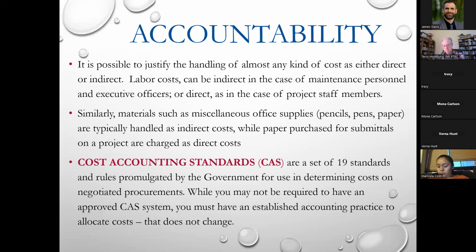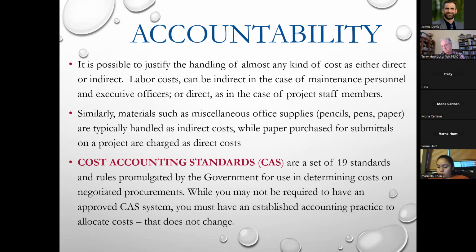And the Cost Accounting Standards, there's a very detailed CAS that has 19 standards and rules established by the government for determining these costs. Now, you have to be CAS qualified if you have multi-million-dollar contracts. The government doesn't require that for all other contracts, with the exception that you have to have some sort of established process and you cannot change it. You can on occasion, but it's not supposed to be set up where you flip back and forth between the two types of cost accounting.